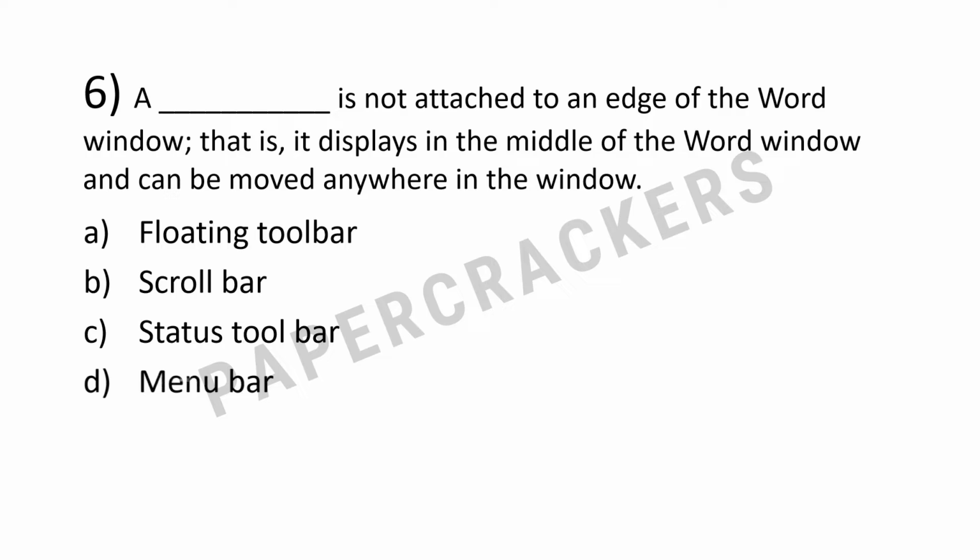Next question: a dash is not attached to an edge of the word window. That is, it displays in the middle of the word window and can be moved anywhere in the window. Floating toolbar, scroll bar, status toolbar, or menu bar, and the option is floating toolbar. Floating नाम से आपको ही पता चल रहा है कि वो फ्लोट कर सकता है, हम उसको कहीं भी ड्रैग ड्रॉप कर सकते हैं. It's like a floating.